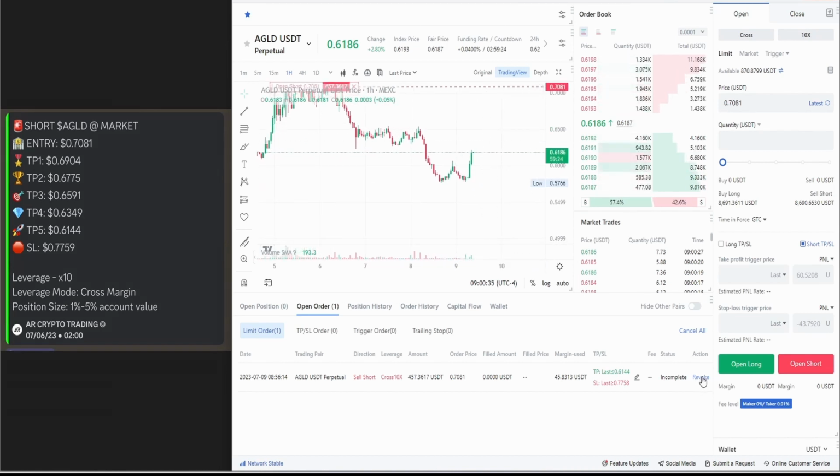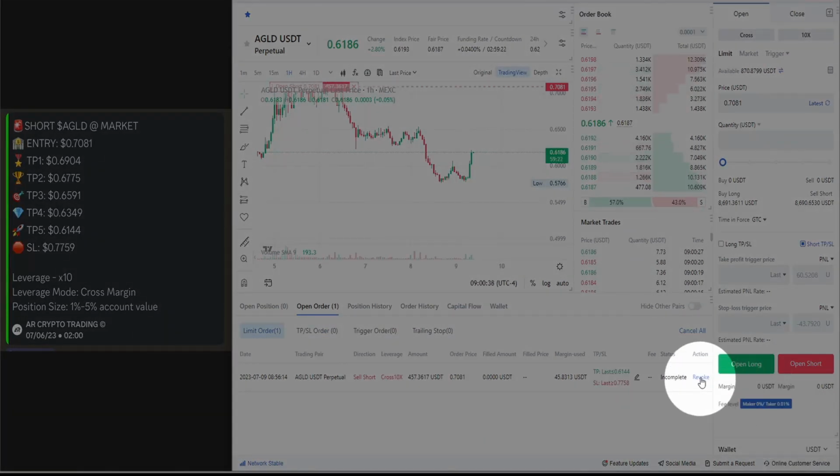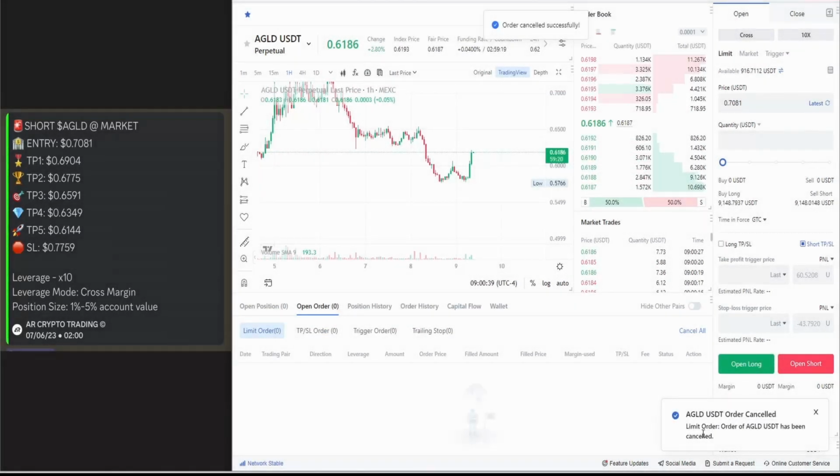So obviously, this is not a trade that I want to take. So I'm actually just going to cancel this trade over here. So you can just click revoke. And now I removed my order. The order is canceled. I am no longer in that order book, right? So now my capital is safe. I have nothing at risk.